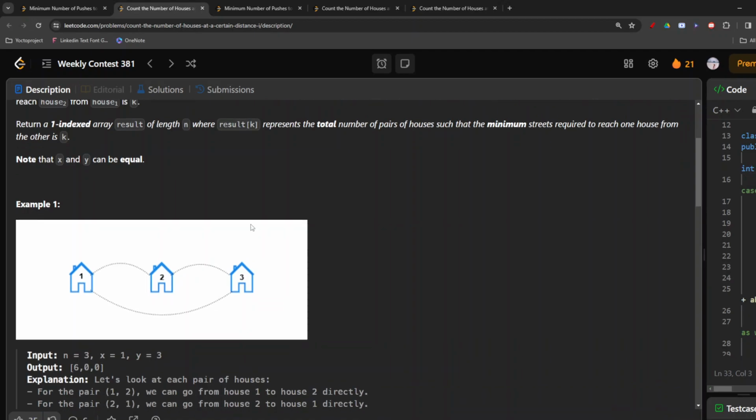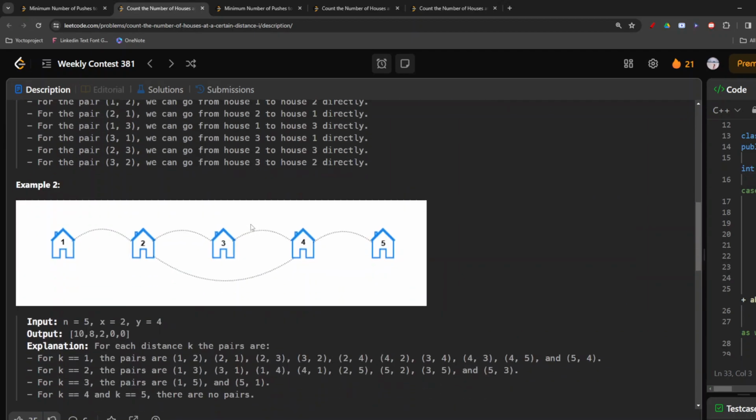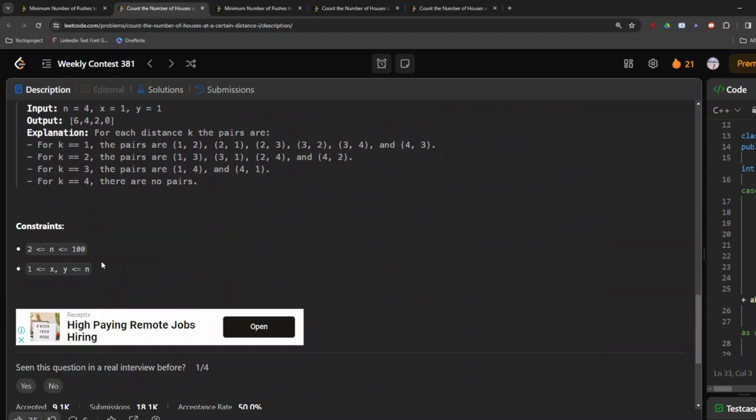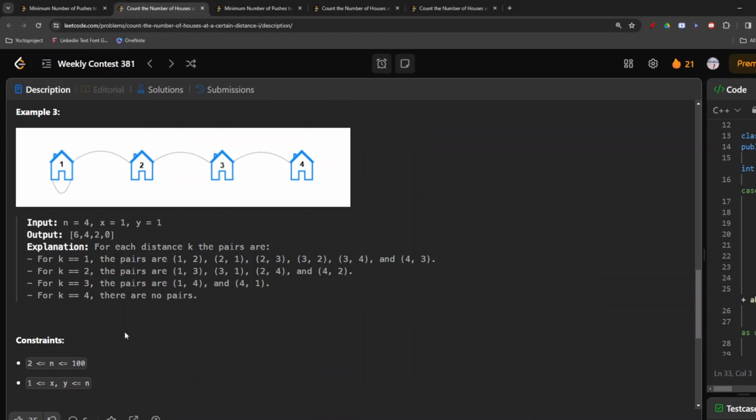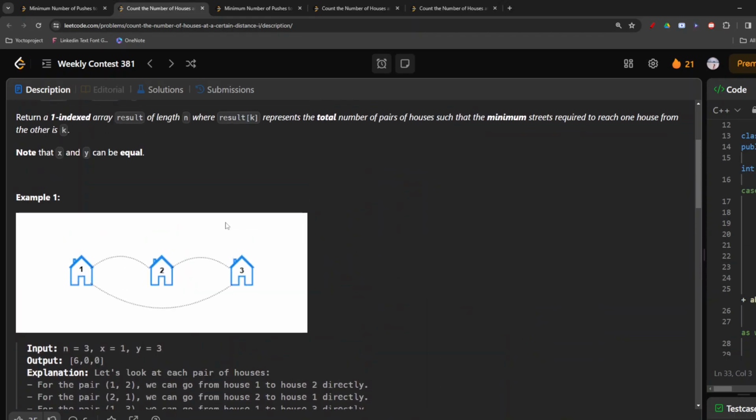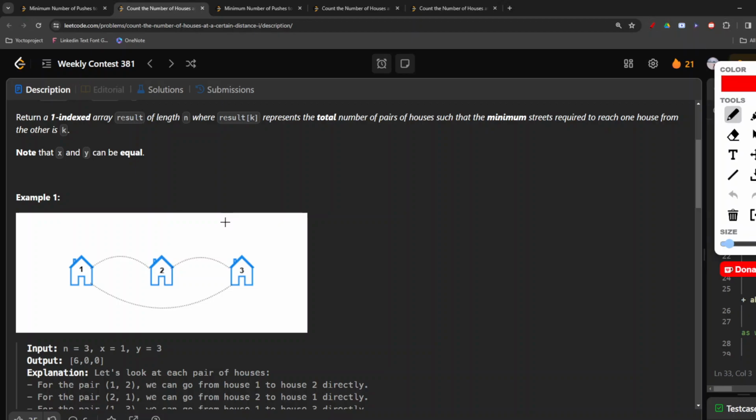Now, let us first see the constraints. The constraints here are pretty low, so an n square solution could easily work as well. So that is what is meant by these constraints. Now let us check the first example which is given. Here n represents the number of houses, which is 3, right? We can see that there are 3 houses. Then x equals 1 is this one and y equals 3 is this one. It simply represents that there is one street which is connecting these two houses. That is what was mentioned there.